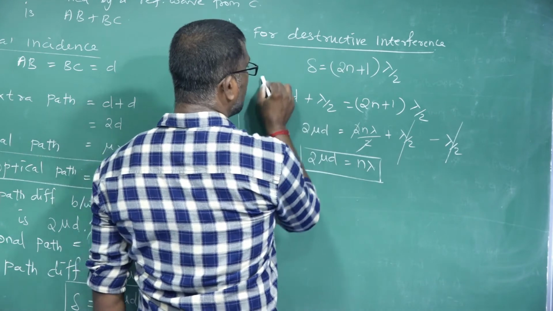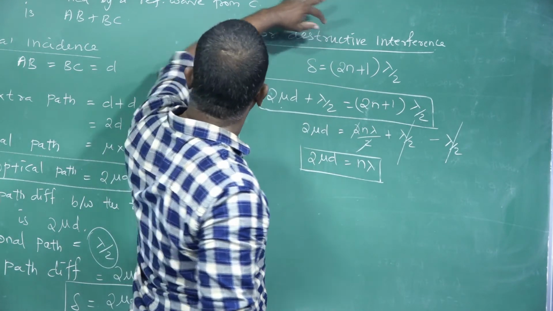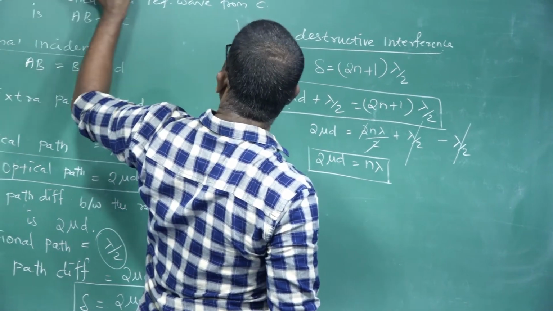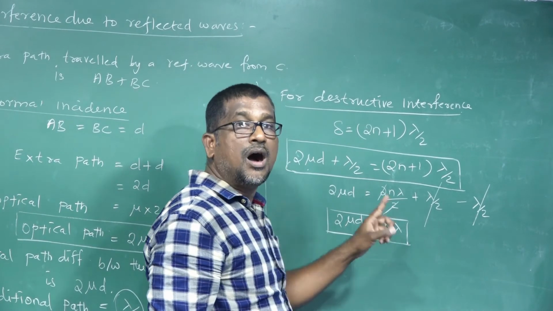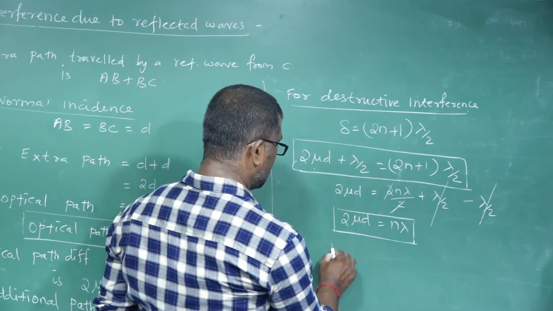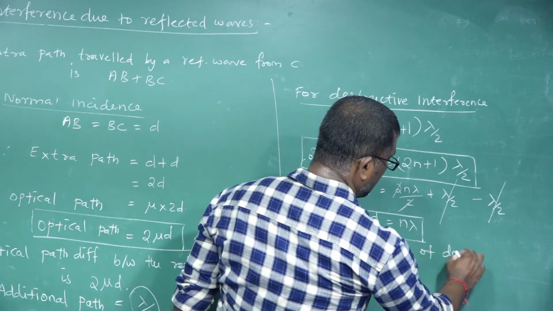So these two are the conditions for destructive interference in the case of interference due to reflected waves. Here, what is n? n is the order of dark fringes.